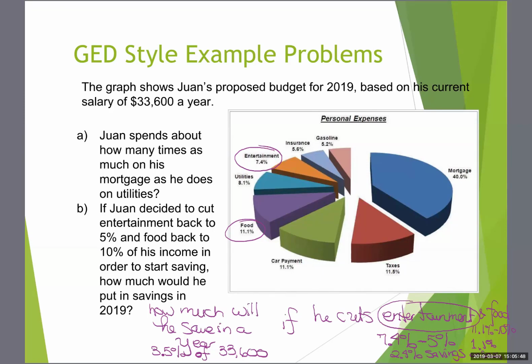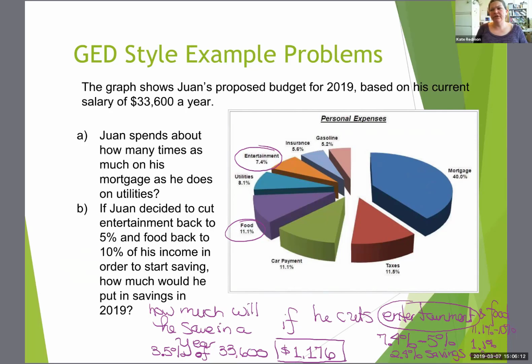Okay, so 3.5% of means times 33,600, and I get his savings for the whole year. He's going to end up saving $1,176. Not much, but still better than most of the rest of us are doing. Good job, Juan.